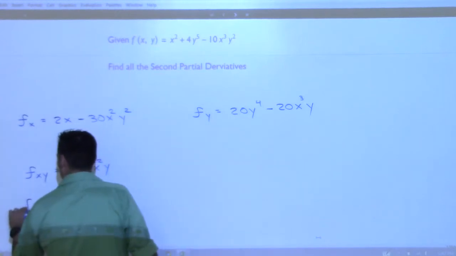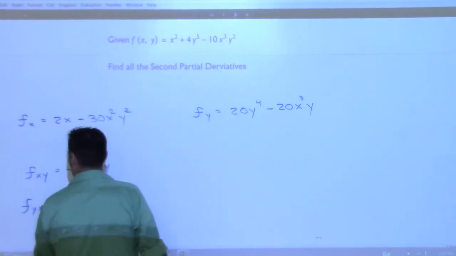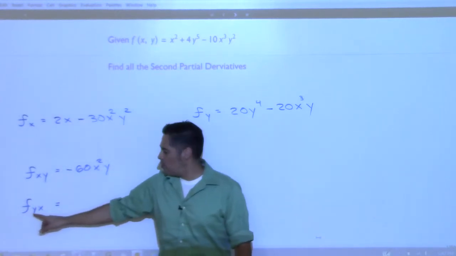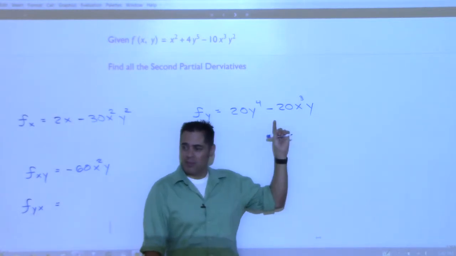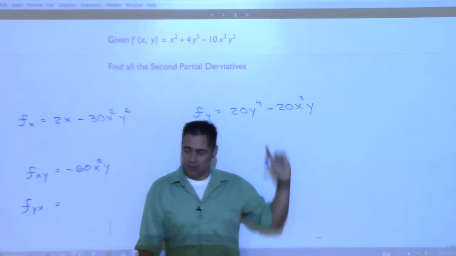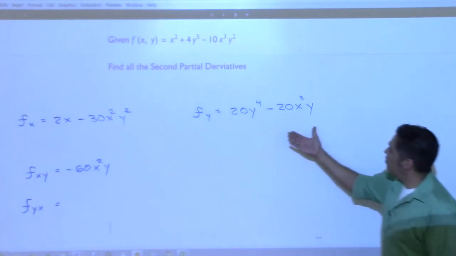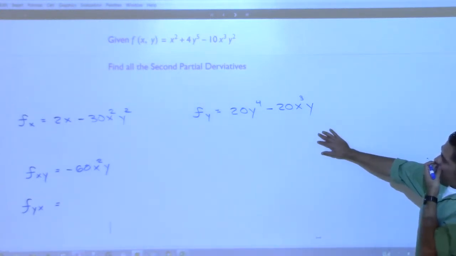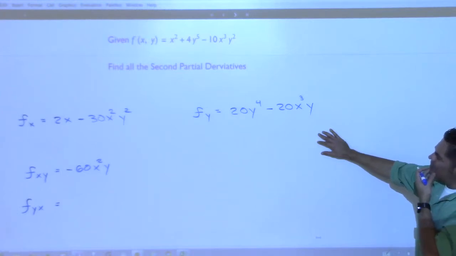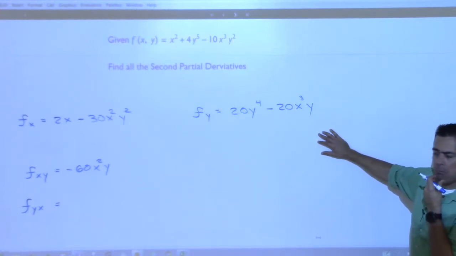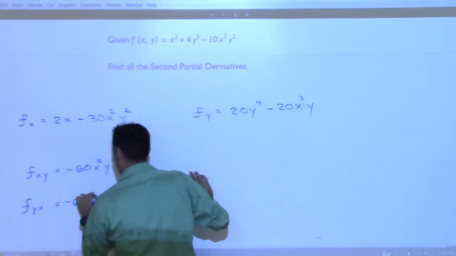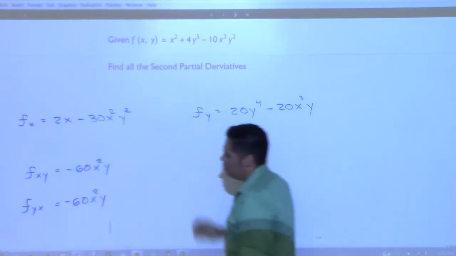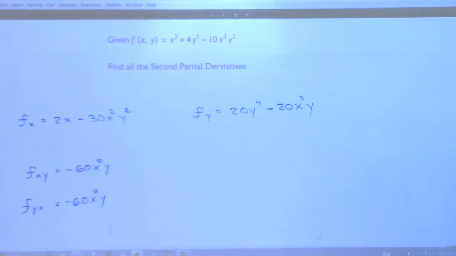Let's do partial yx. So that means you take the partial with respect to y first, then x. So I'm going to look at this one and take the derivative of this one now with respect to x. What's the derivative of this with respect to x? Negative 60x squared y. They're the same. I wonder if that always happens.